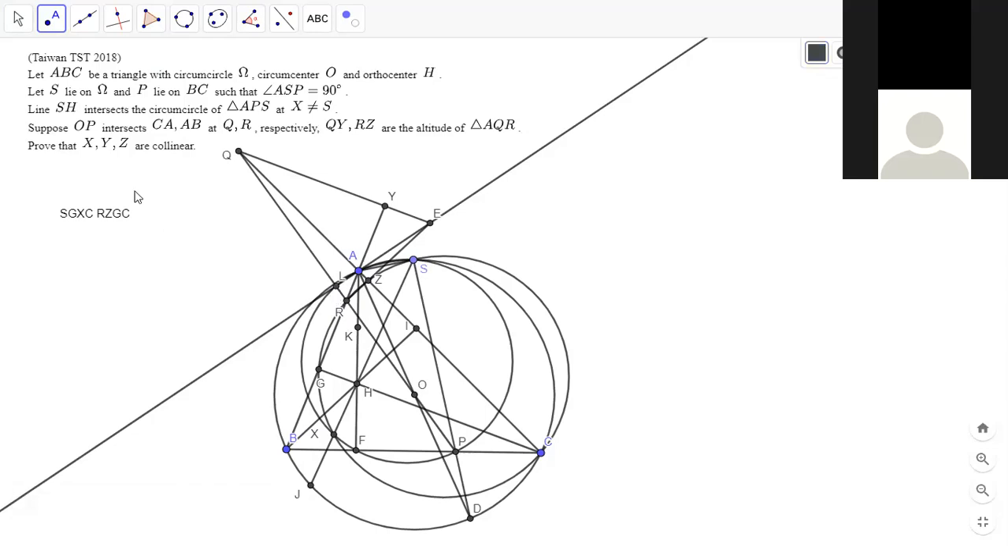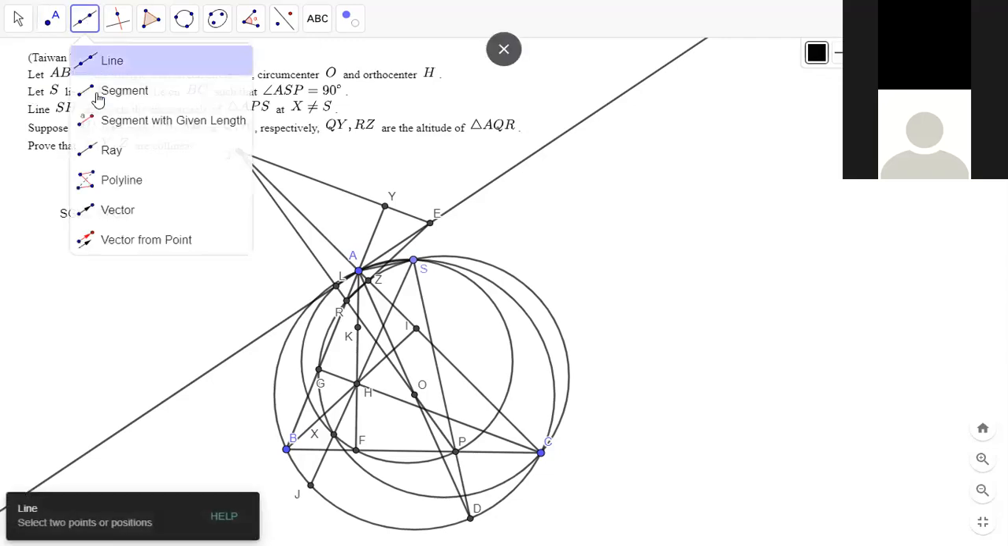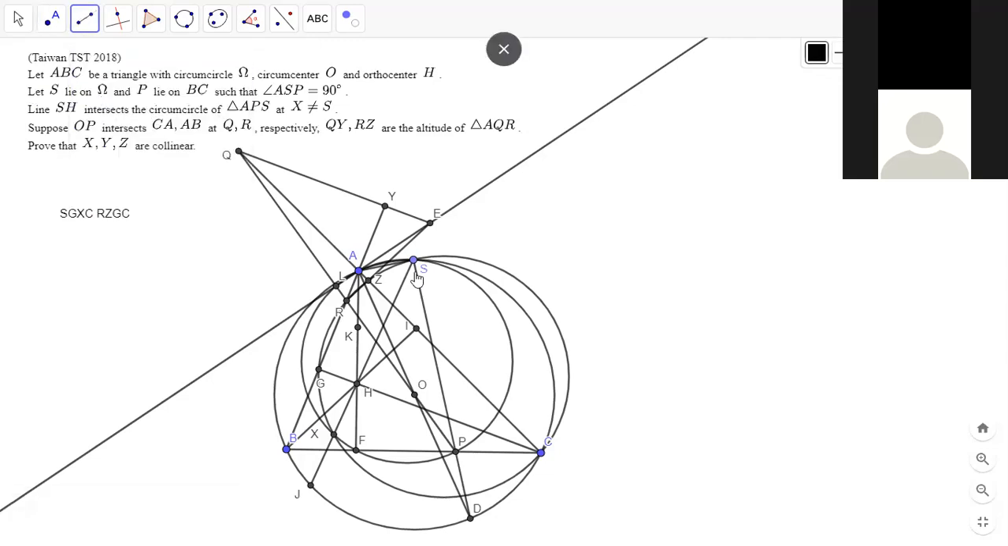So ALRZ is concyclic. ALRZ. Interesting. So ALZR and SX are concurrent. And so that means that X, S, and E are collinear. Yeah. Nice.